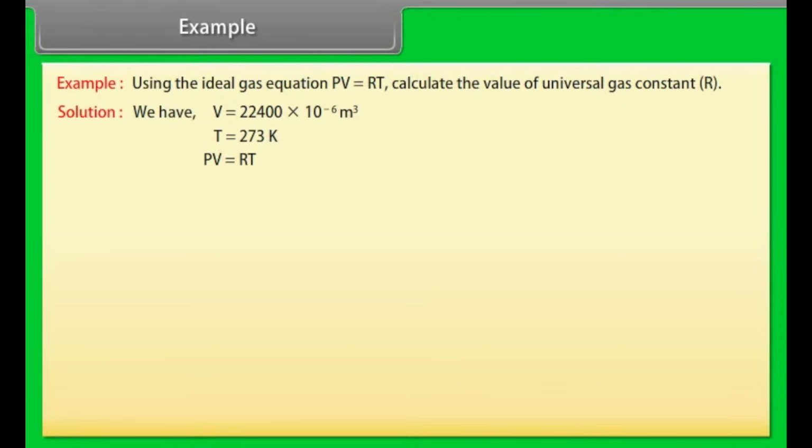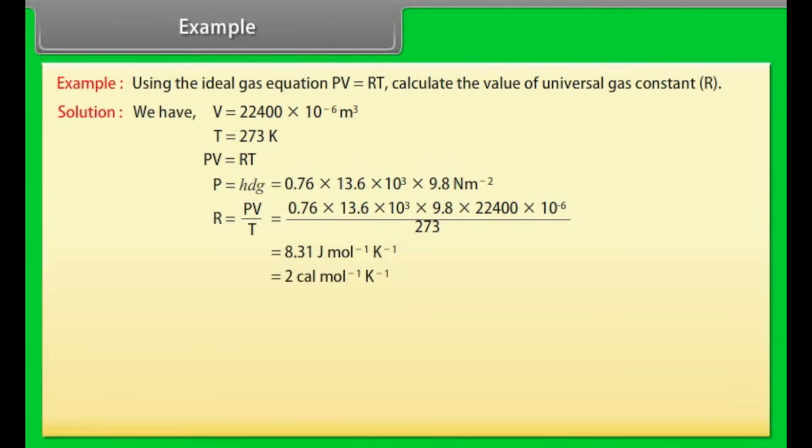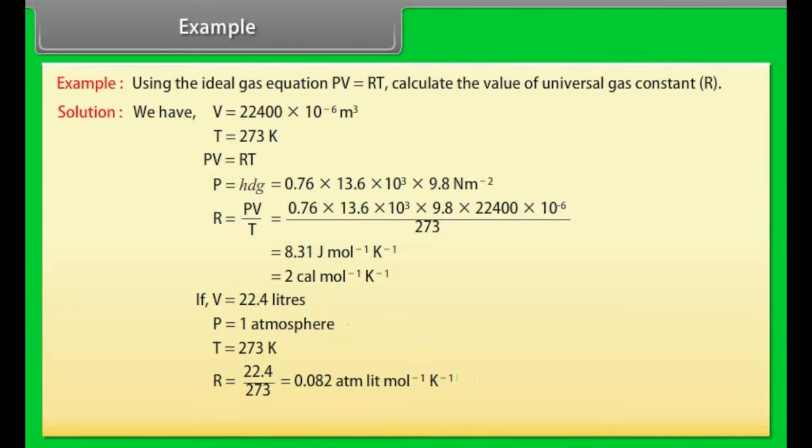PV = RT. P = hρg. Now, we calculate the value of R by putting the values. R = PV/T = 2 calorie per mole per Kelvin. If V = 22.4 liters, P = 1 atmosphere, T = 273 Kelvin, R = 0.082 atm liter per mole per Kelvin. Hence, the value of universal gas constant is 0.082 atm liter per mole per Kelvin.